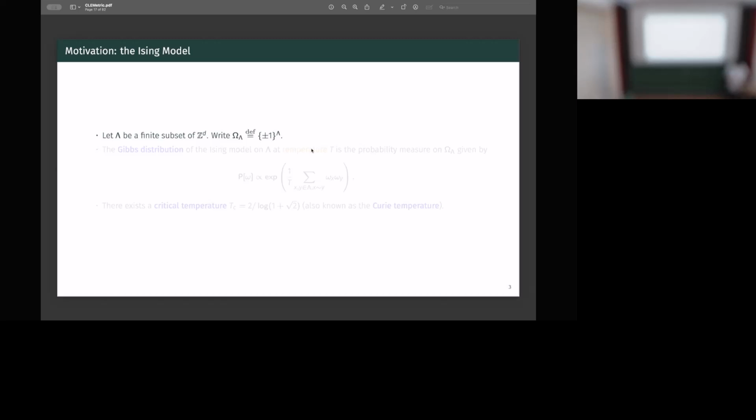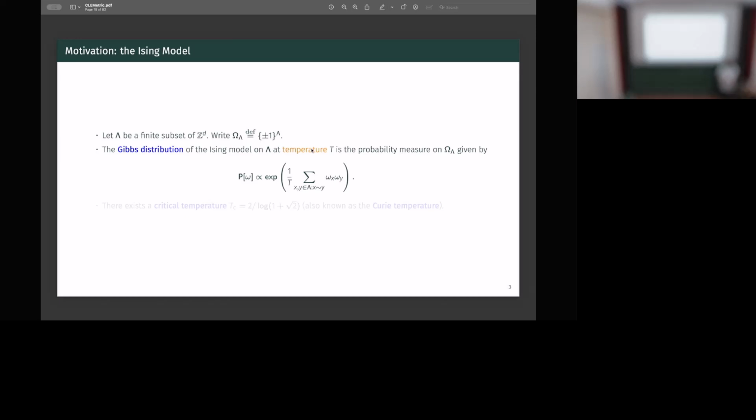So let lambda be a finite subset of Z^d. Let's just consider Z^2 in this talk. The Ising configuration is just an assignment to each point of this lambda of either +1 or -1. This +1 or -1 is called a spin on this point. And the Ising model is a random assignment of an Ising configuration to these points.